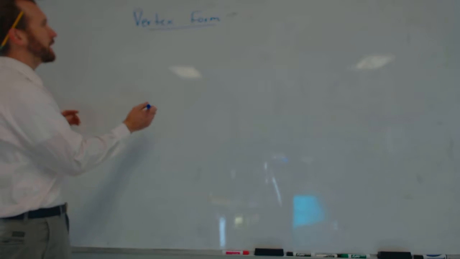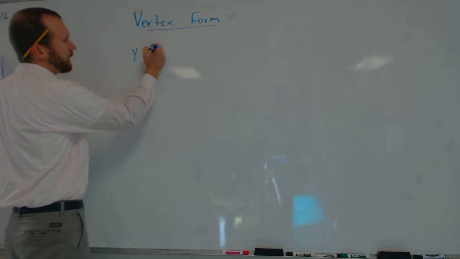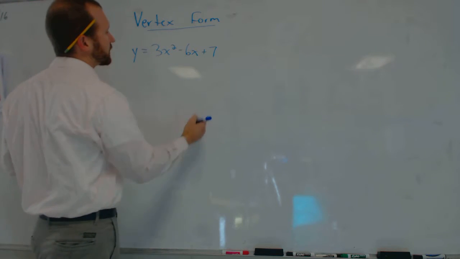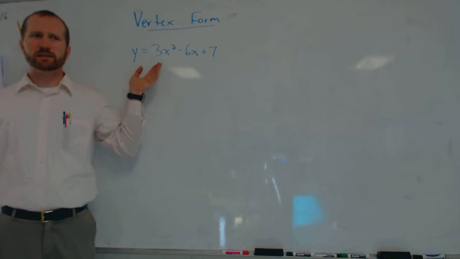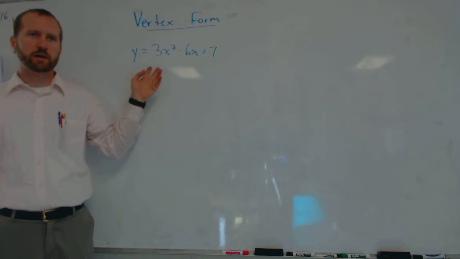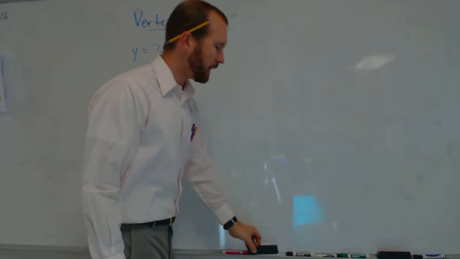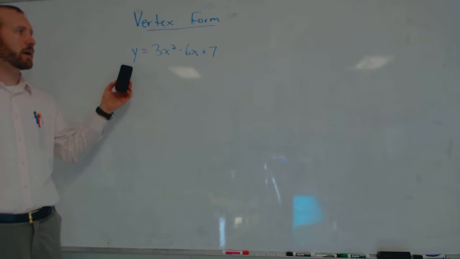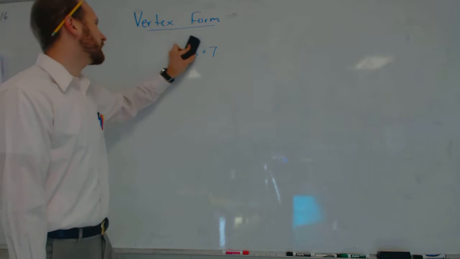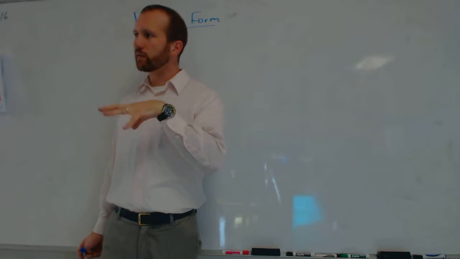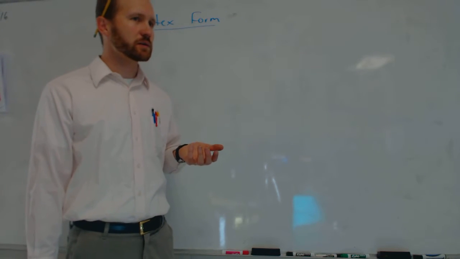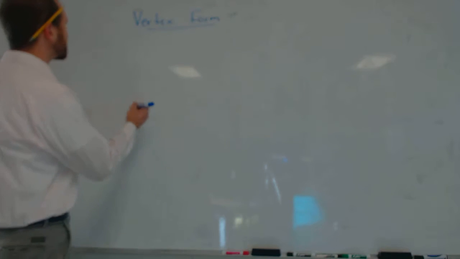So the way that we've been writing parabolas, something like y equals 3x squared minus 6x plus 7, is sometimes called the standard form of a parabola or of a quadratic equation. And as we've seen, it's kind of tricky to graph from this, right? We have to use the formula x equals negative b over 2a, and plug that in to find y. There's a lot of steps to graphing it. Vertex form looks totally different, but is much easier to graph. Okay? So here's an example.